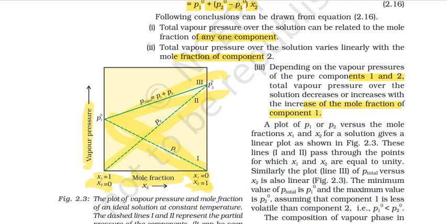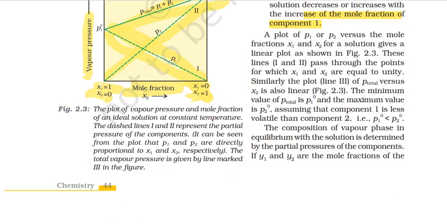A plot of P1 or P2 versus the mole fraction chi1 and chi2 for a solution gives a linear plot as shown. These lines pass through the points for which chi1 and chi2 are equal to unity. Aise points, yahan pe, jahan pe chi1 aur chi2 unity hai.